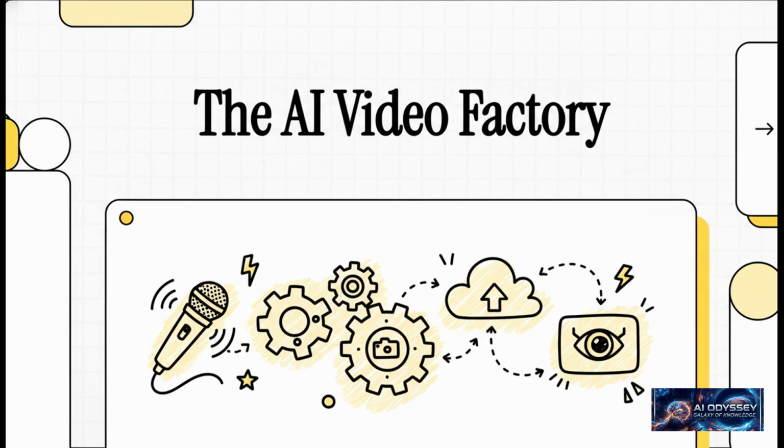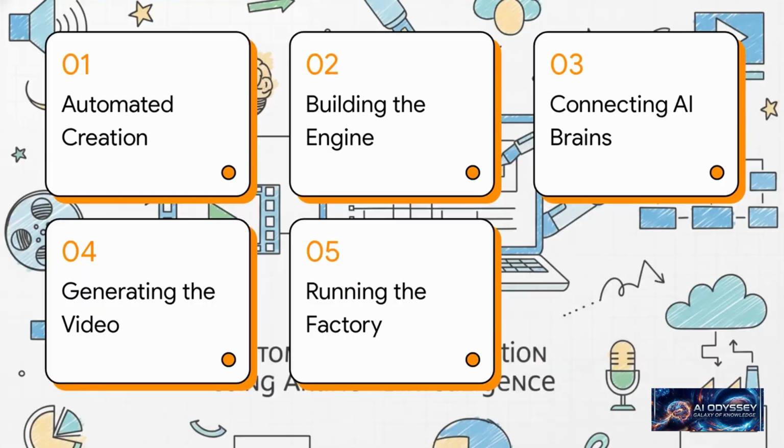We're going to break down step by step exactly how you can construct your very own automated AI video factory. Let's dive in. So here's our game plan, the blueprint for our factory. First, we're going to talk about the promise of automated creation. What's even possible here? Then, we'll get our hands dirty and build the engine, the foundation of the whole thing. After that, it's time to hire our specialist AI workers, fire up the assembly line to actually generate the video, and finally, we'll run the whole factory from start to finish.